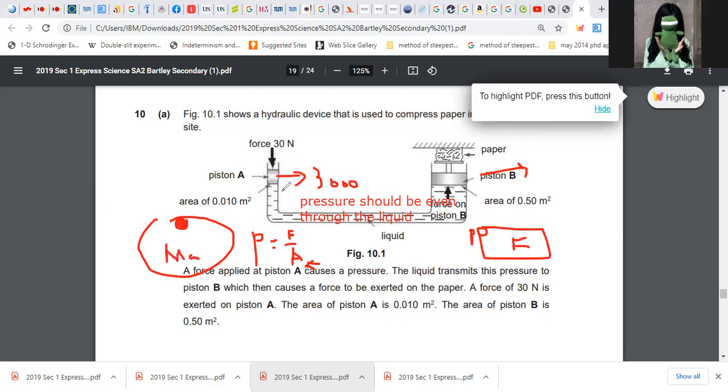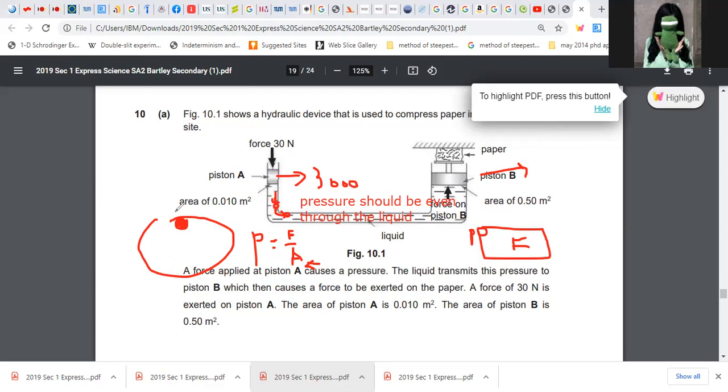So the pressure, they will apply the same amount throughout the liquid. There's a force on this small area, then this small area will apply a force on the next small area. So it will be all even, until they push here. So the pressure should be the same, so what should be the force here?